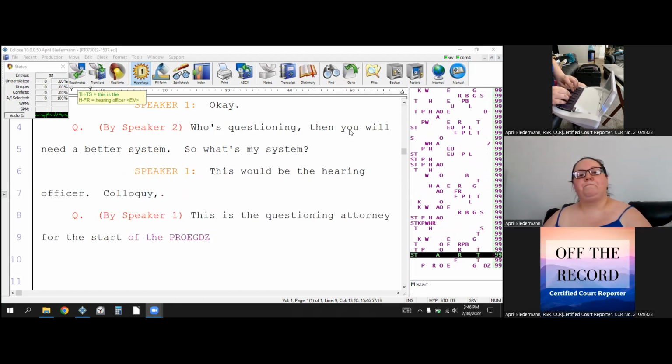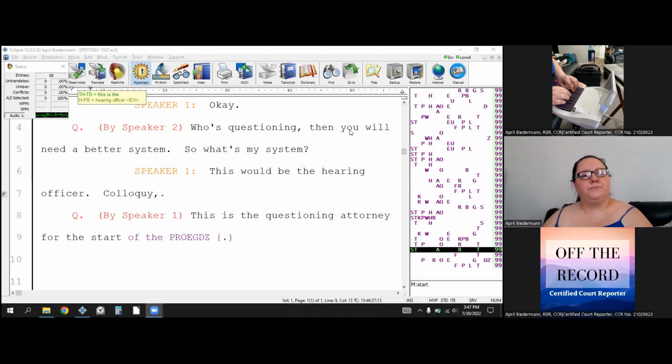All right. I changed my settings and it untranslated so many things that were in my dictionary. So I have to add that back in.